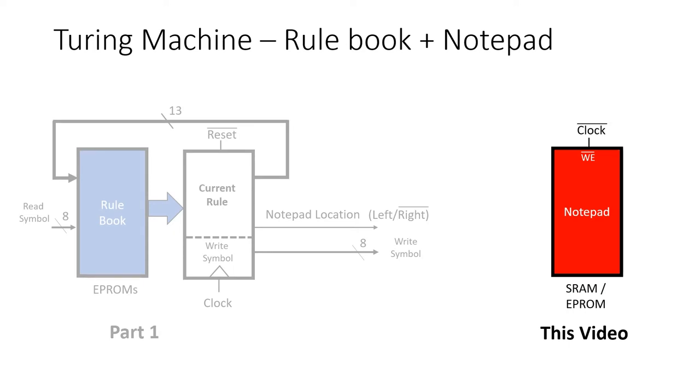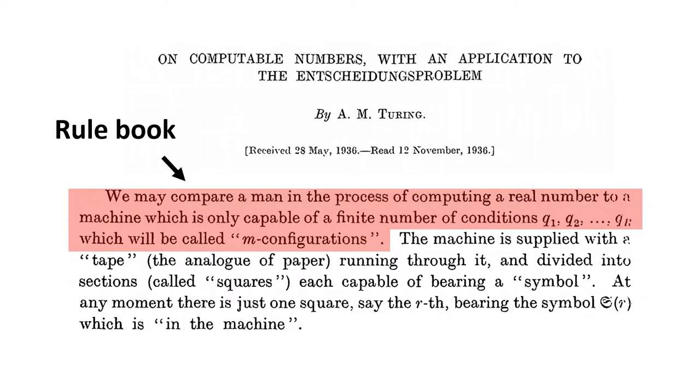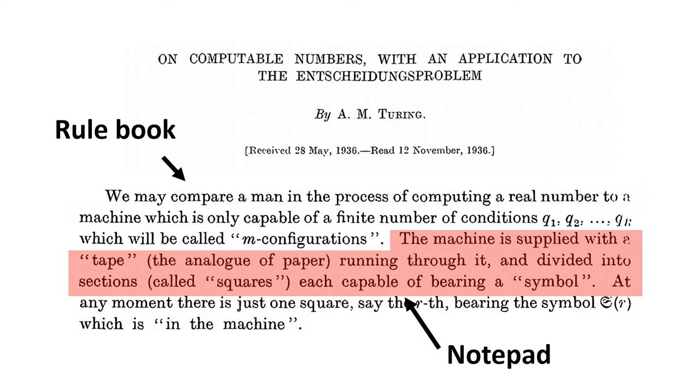But in this video, I want to focus on the notepad itself, and then at the end, I'll do a build of this notepad. But I've got a bit more theory to cover first. In the previous video, we looked at where Turing defined the rulebook, and now we'll look at the notepad. The machine is supplied with a tape running through it and divided into sections each capable of bearing a symbol, and this tape is the analogue of paper.